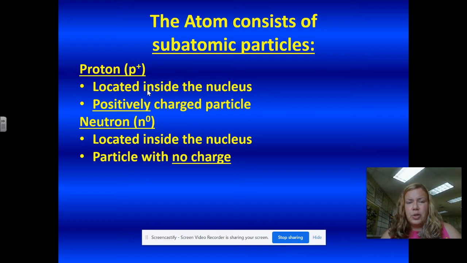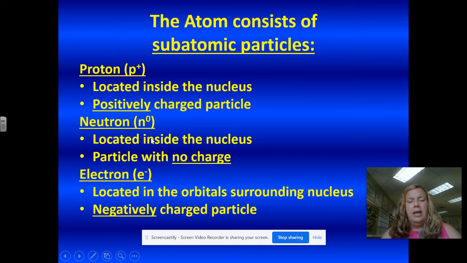Notice neutron, neutral, there's no charge. Again, we can write it like this, a little N with a superscript of 0. That's a handy way to write neutron instead of having to write it out every time. And finally, the electron is located in the orbital surrounding the nucleus, and it is, of course, a negatively charged particle. And the method in which we write electron is e with a superscript of a minus charge.